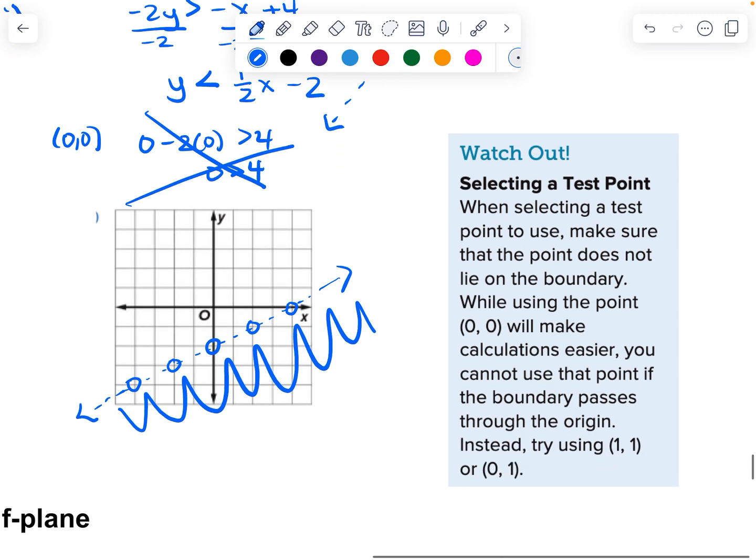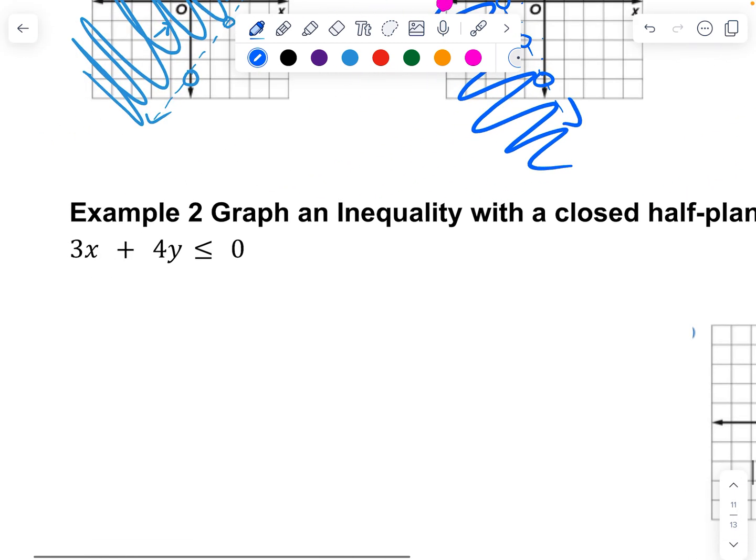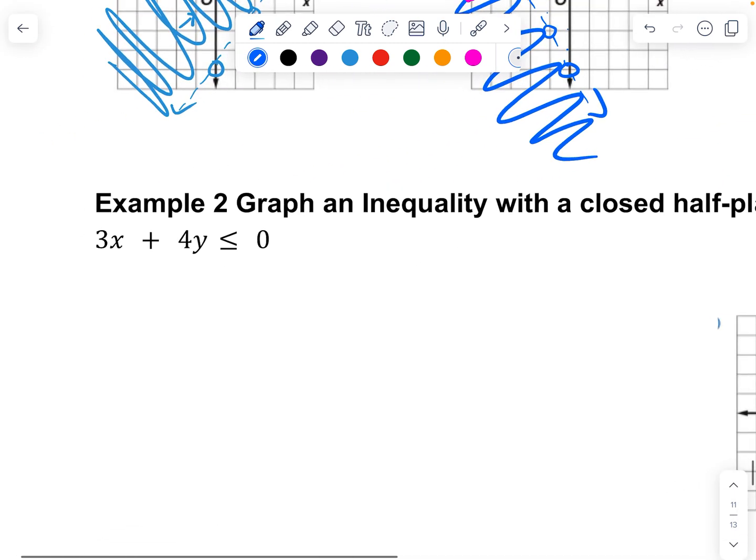Okay, so right here it says, when selecting a test point to use, make sure that the point does not lie on the boundary line. While using the point 0, 0 will make calculations easier, you cannot use that point if the boundary line passes through that. Okay? So let's look at this one.